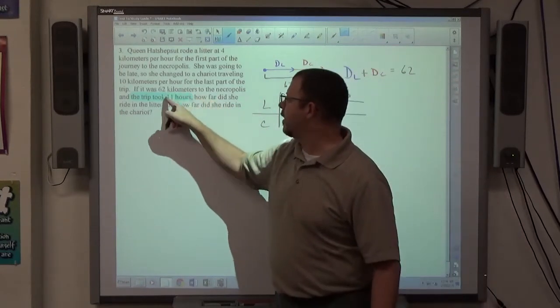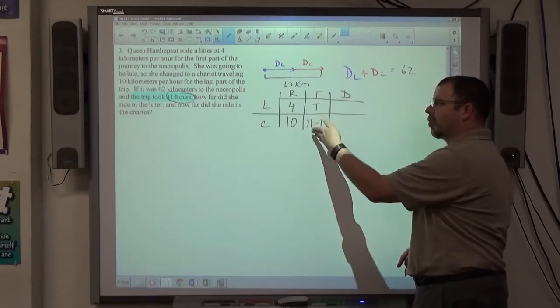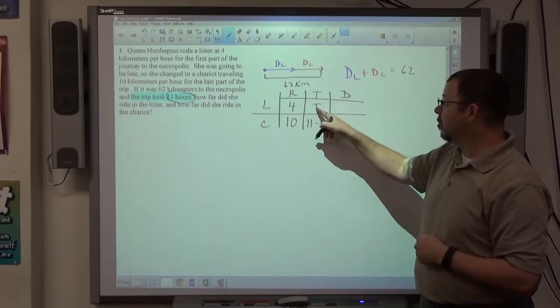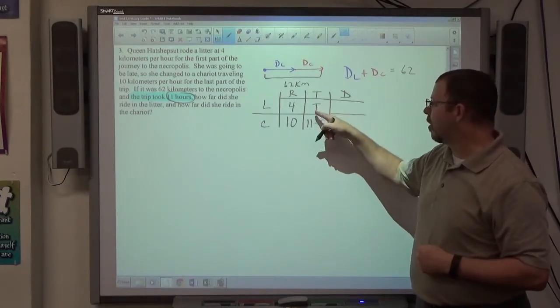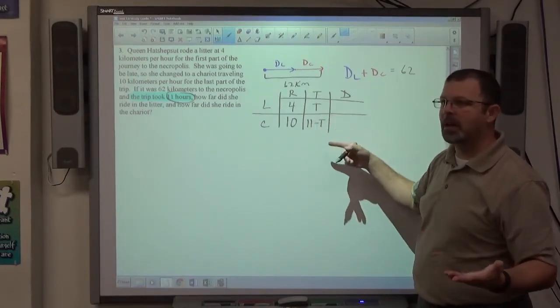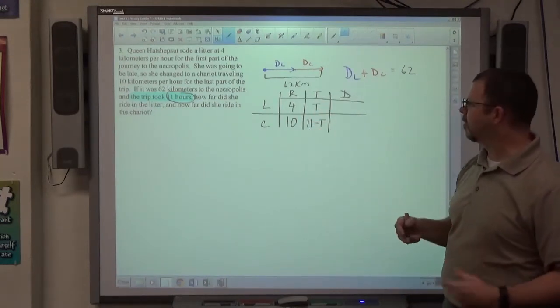11 came from right here. Right? Whatever the total time is, minus the time you've already used is what's left over. If this is 2, 11 minus 2 is 9. 2 and 9 make 11 hours. If this is 1, 11 minus 1 is 10. 1 and 10 make 11 hours. So let one of the times be t. 11 minus that is what's left over.